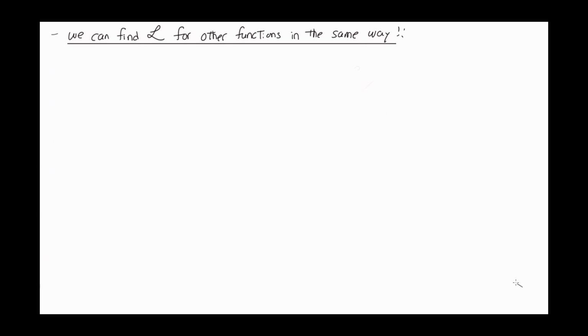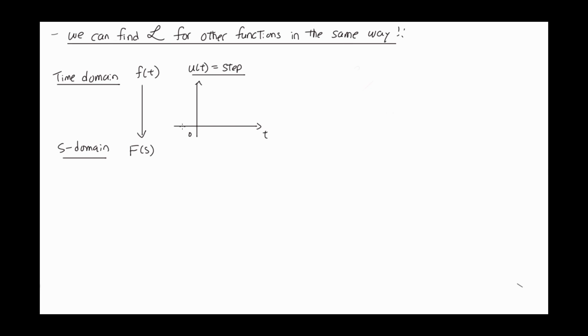Okay, so we can use similar integral methods to find Laplace transforms for other functions. So if we have the time domain and the s domain, if we have a function f of t, the Laplace transform is usually written as F of s. Now for the step function that we just saw, where there is a step from 0 to 1 when t equals 0, that Laplace transform was 1 over s.